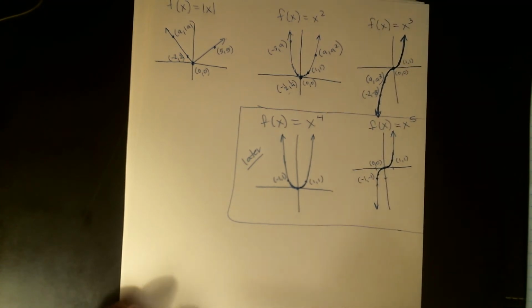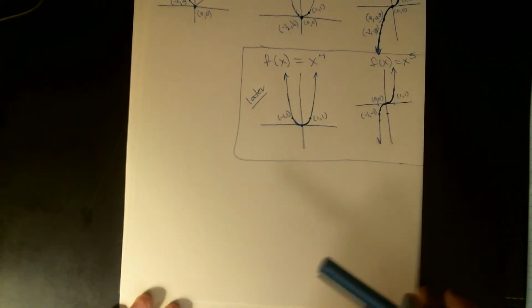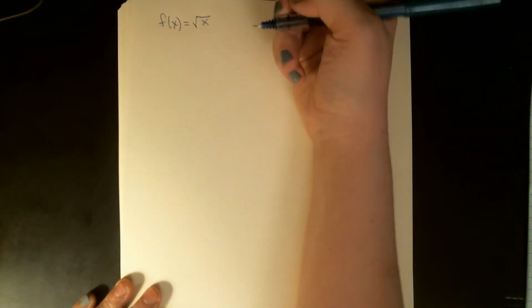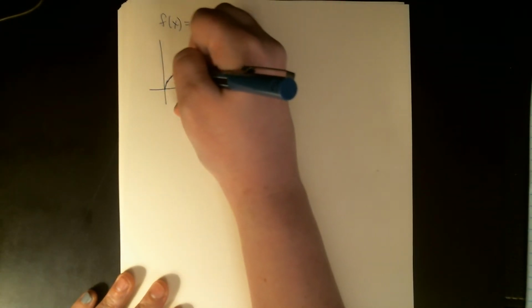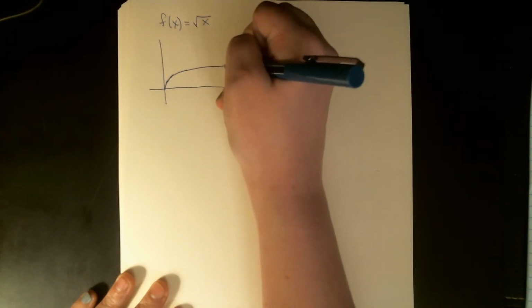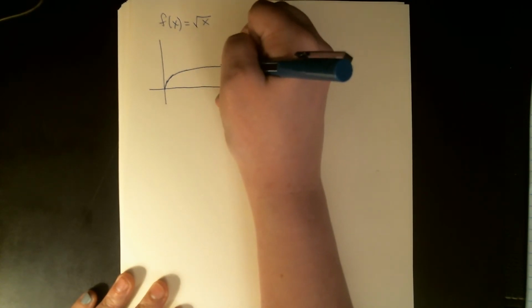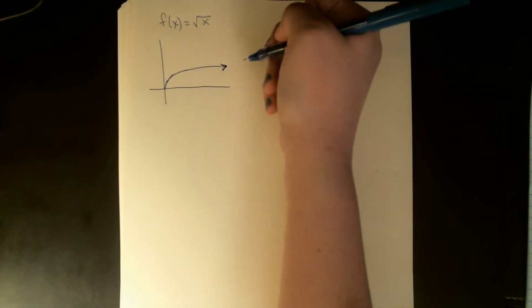Okay, so next on our list for what we're going to use right now is f of x equals the square root of x. So this one looks something like half of a sideways parabola. In fact, that's exactly what it is. It doesn't just look like it.